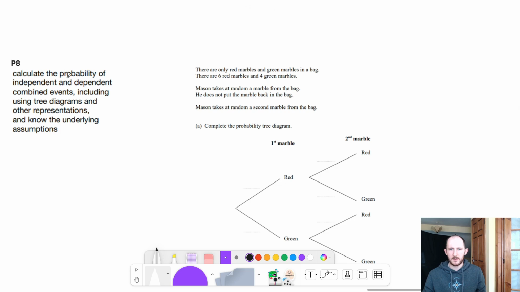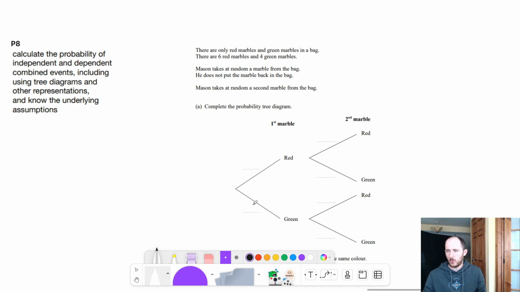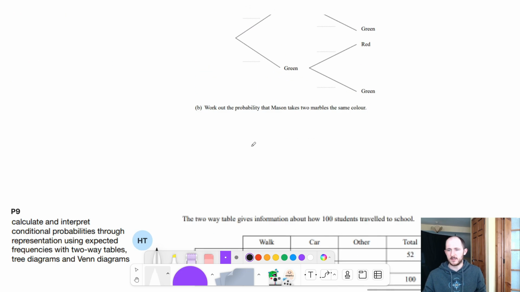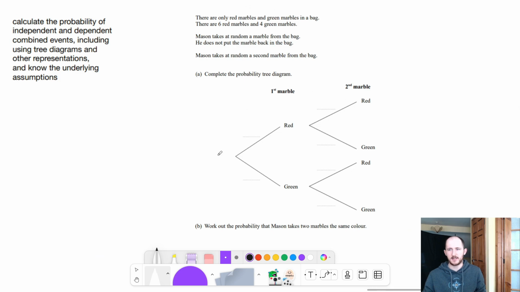Part 8, calculate the probability of independent combined events using tree diagrams. So again, you're going to do the exact same thing with a tree diagram, and then you just need to work out probabilities. We have done a question exactly like this before, so feel free to pause the video and have an attempt.